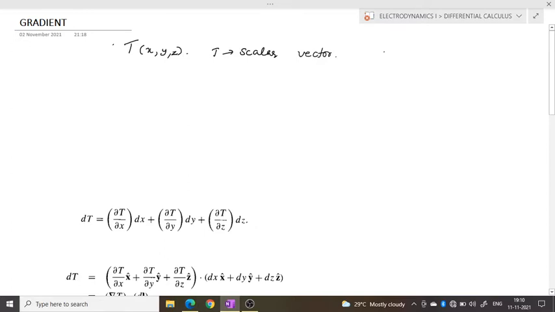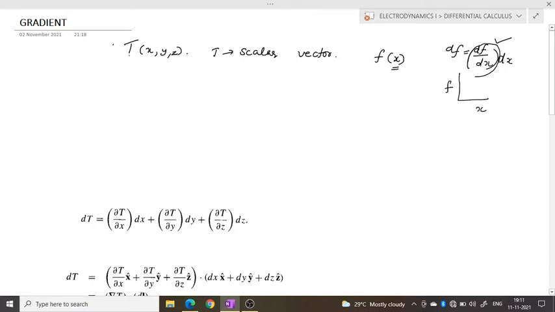In the previous topic we studied a function f which is dependent on x. So we found out what is df. df is equal to the derivative df by dx into dx. This is the slope of the curve f versus x. So this is the derivative since f is varying with x.